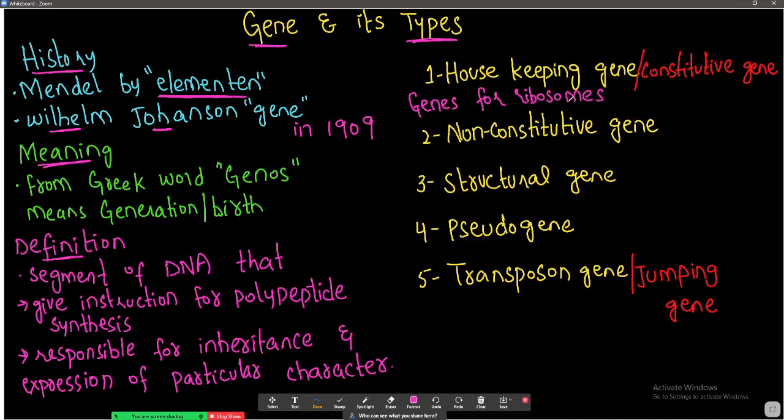Genes for ribosomes are an example of housekeeping genes because the ribosome genes are constantly being transcribed, as ribosomes are constantly needed for protein synthesis. So they are an example of housekeeping genes or constitutive genes.